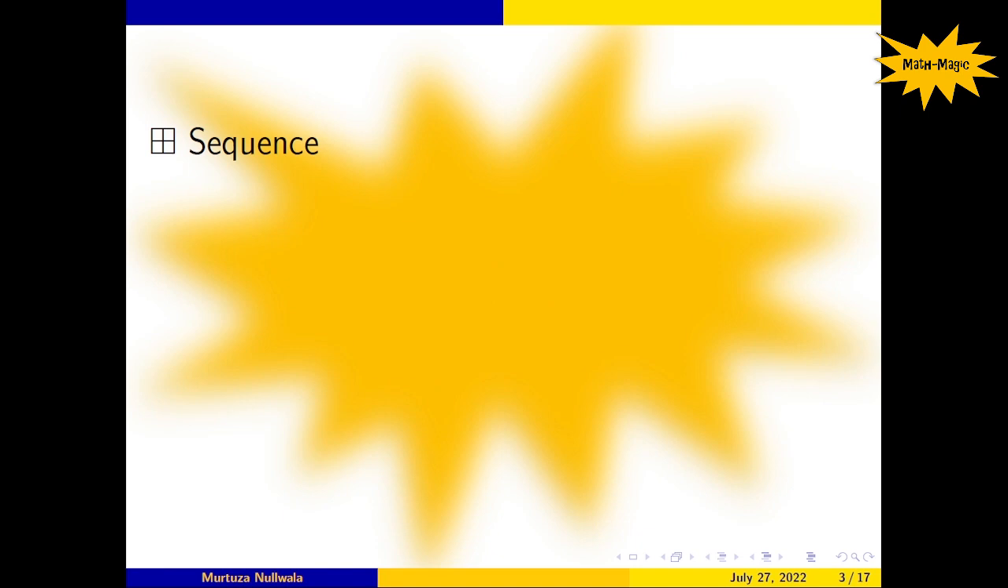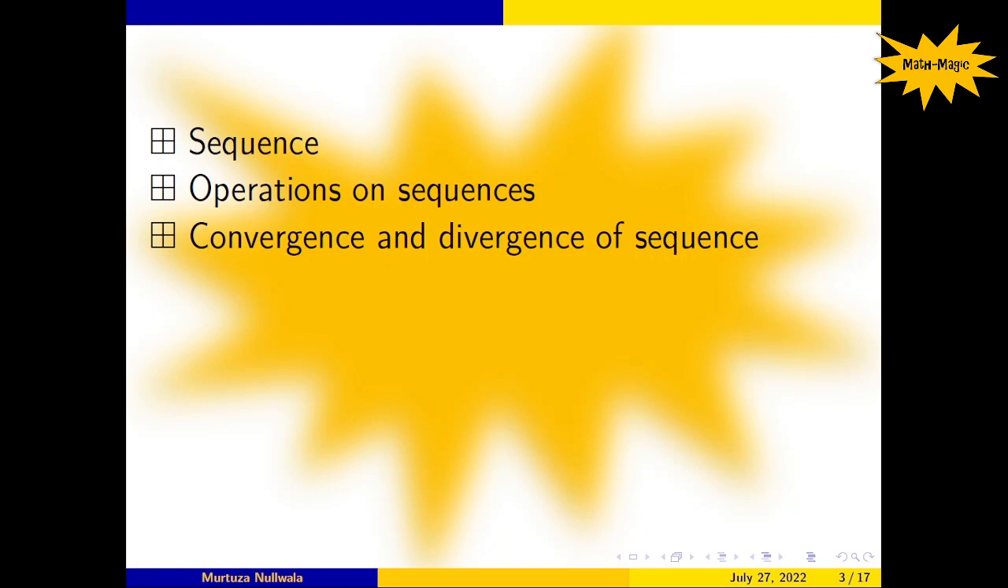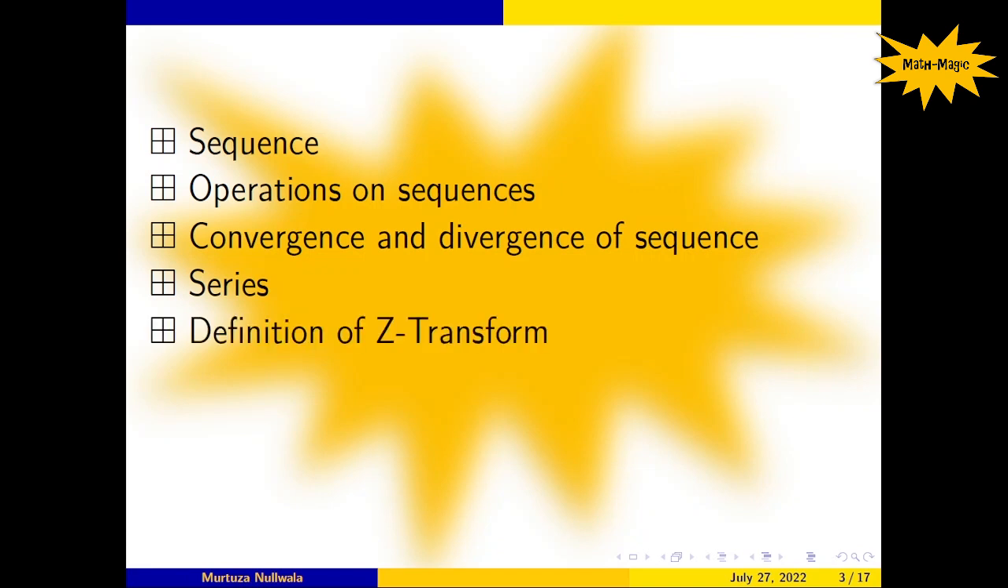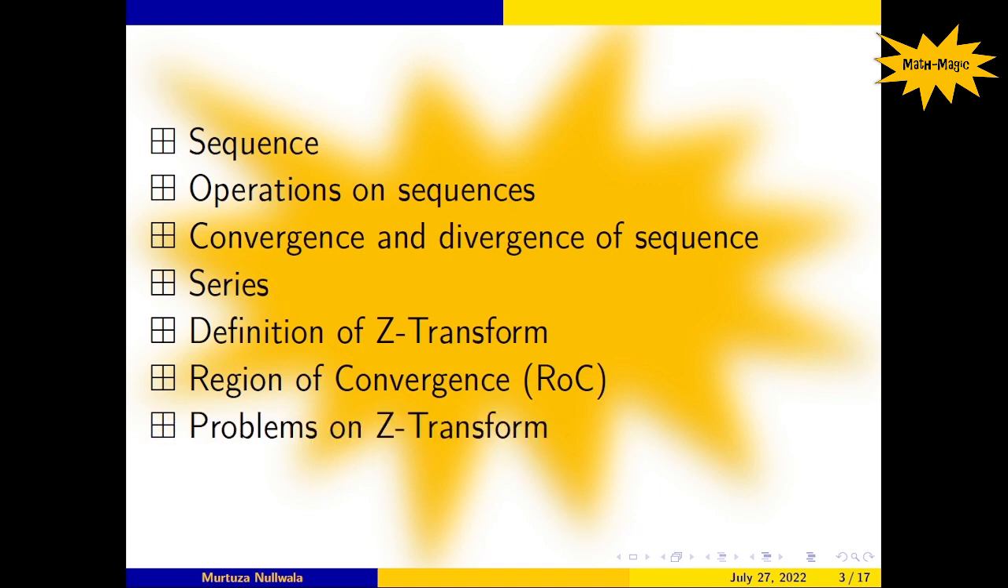So the flow of this lecture is, first we are going to define what is a sequence, as Z transform is defined on a sequence. Second, we are going to define some operations on sequences. Next, we are going to talk about convergence and divergence of sequences. Then we are going to define what is called a series. Then we are going to define Z transform, then the region of convergence of Z transform, then some problems based on Z transform.